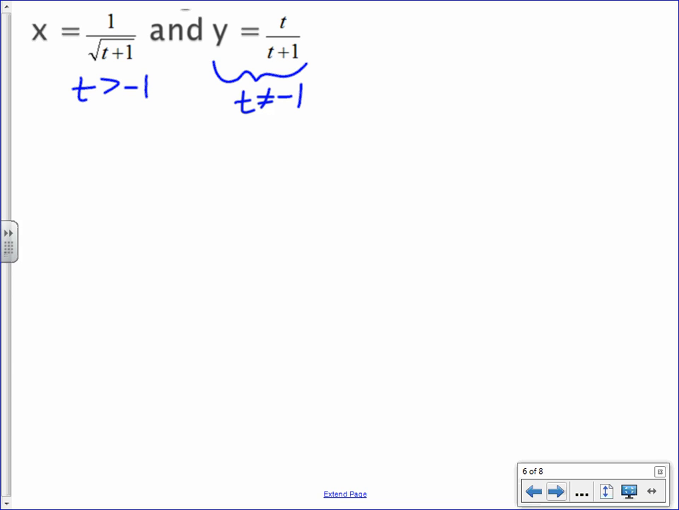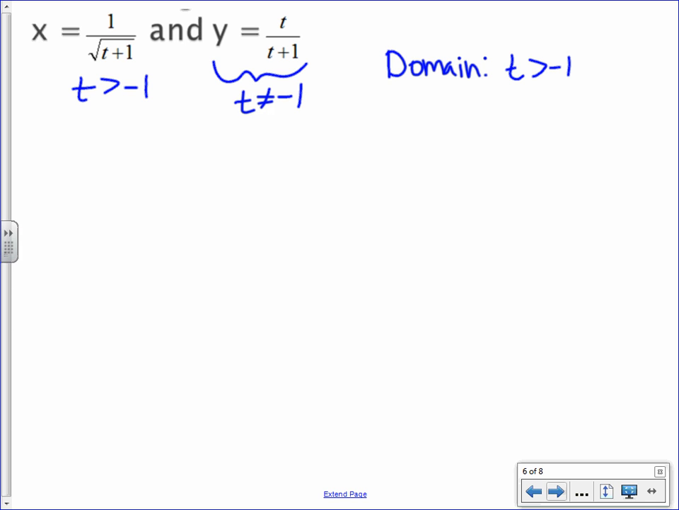Can it equal -1 here? No, because the square root of 0 is okay, but not in the denominator. So where do these two overlap? If I squish these together, what's our domain? T is greater than -1, right? T can't equal -1 here, so this really didn't even matter. So that's our domain for the parametric equation. Now let's actually eliminate the parameter.